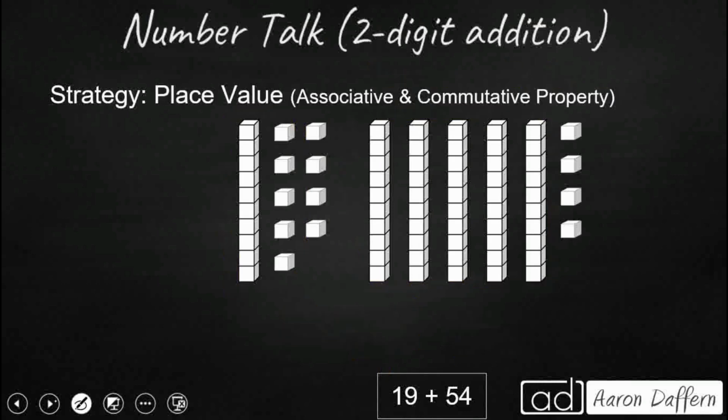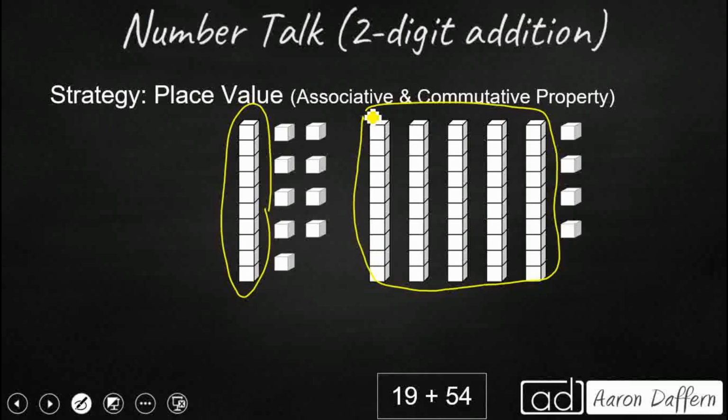Some of you might have chosen to break it down by place value, and that's always a good strategy. When in doubt, you can always go back to place value. What that means is you take your 19 and your 54 and you look at each of them like their expanded form. 10 plus 9. And then your 54 is going to be 50 plus 4. We're going to use our associative property and our commutative property to reorder them and to regroup them so we can bring our 10s together. So 50 and 10. So that's going to get us 60. So we're going to bring that together first.